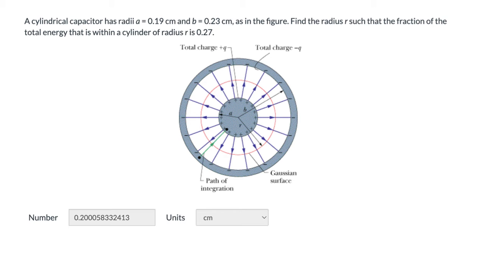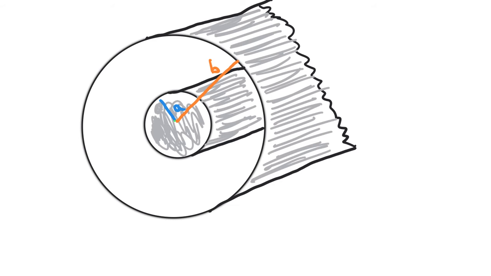I don't really love these pictures, so I'm going to switch to a new page and draw my own picture with my own couple symbols and stuff on it for us to look at. So let's go to the next page. All right, so here's our redrawn cylindrical capacitor with our two little coaxial conductors.